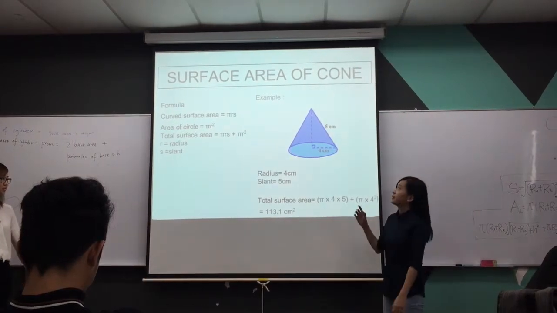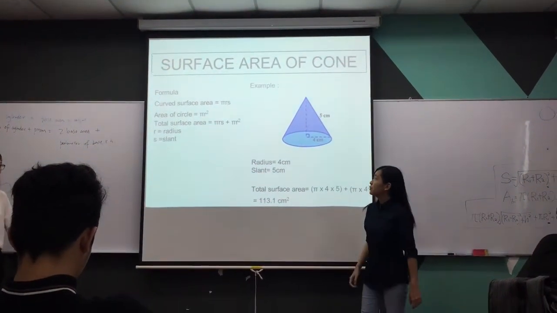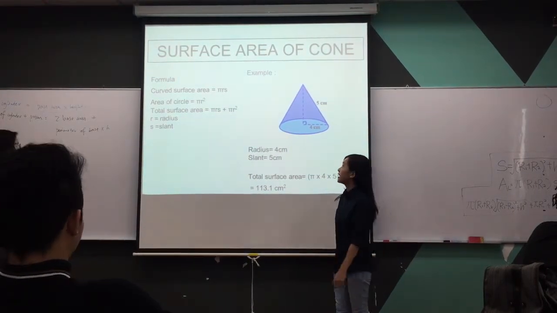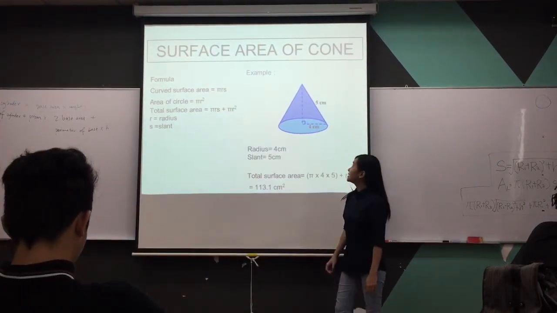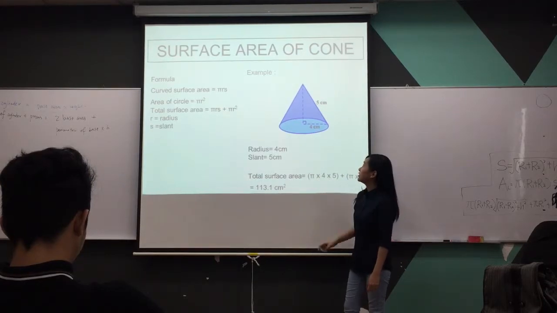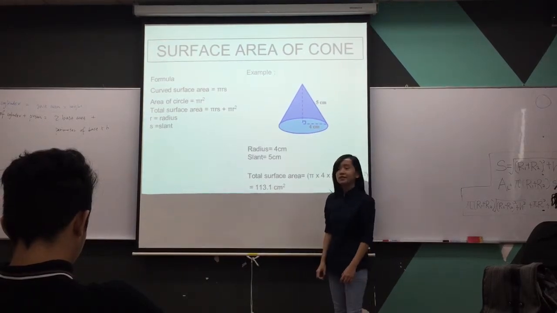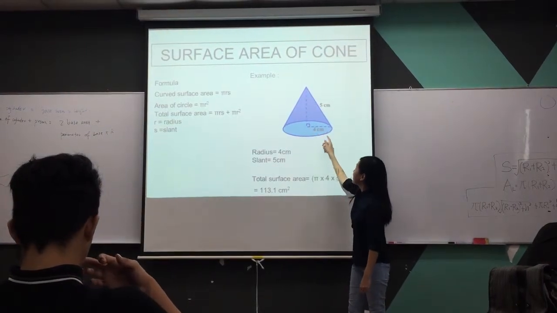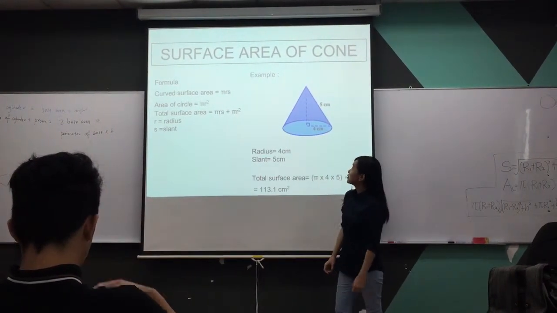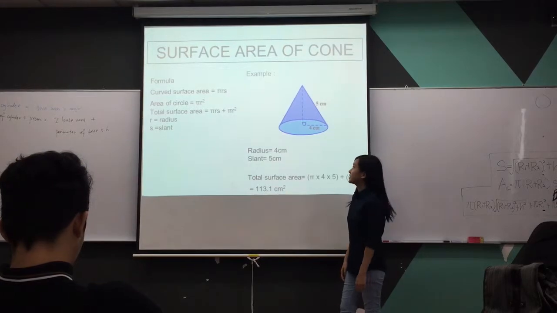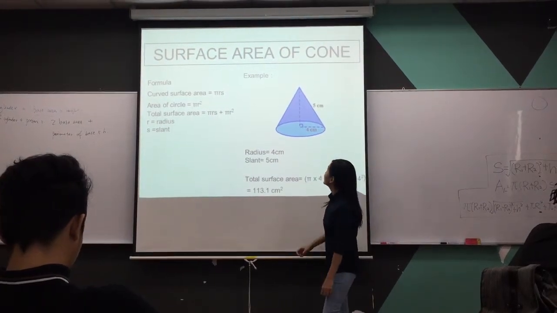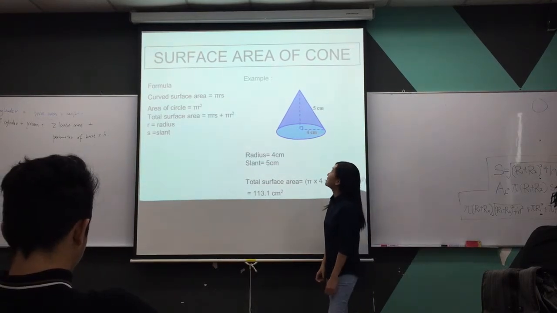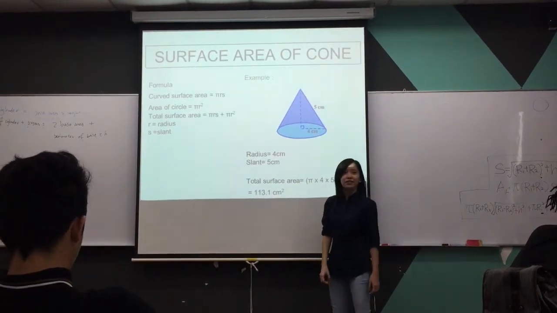So I'll be talking about the surface area of a cone. The formula for the surface area of a cone is pi r s plus pi r squared. Pi r s is the curved surface area, where r is the radius and s is the slanted part which comes from the right angle triangle. And pi r squared is the area of the circle. Add up the curved surface area and the area of the circle, and you will find the total surface area of the cone.